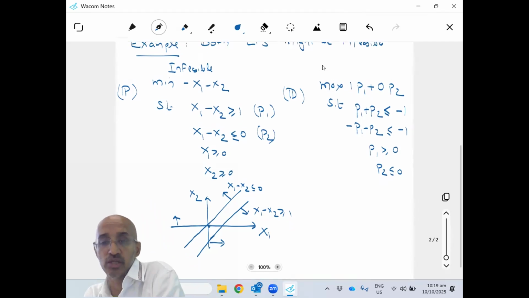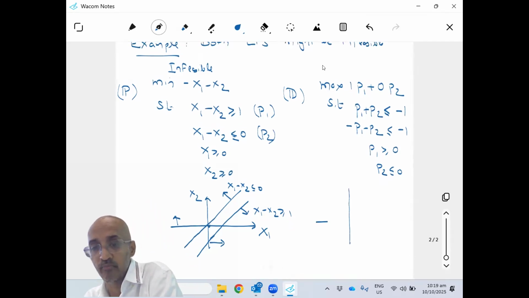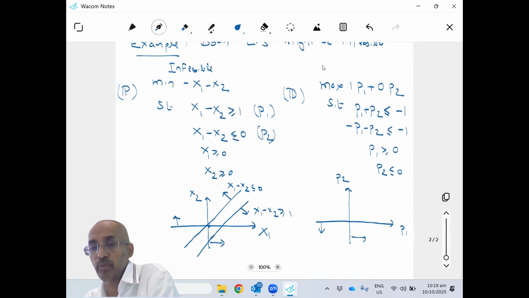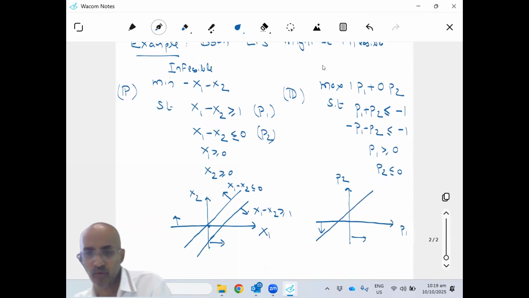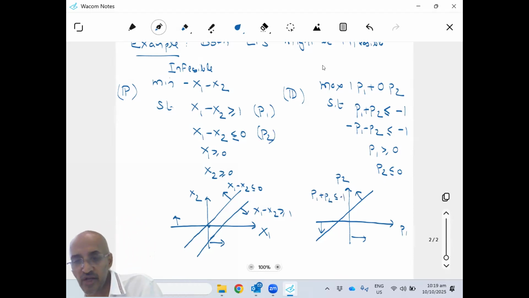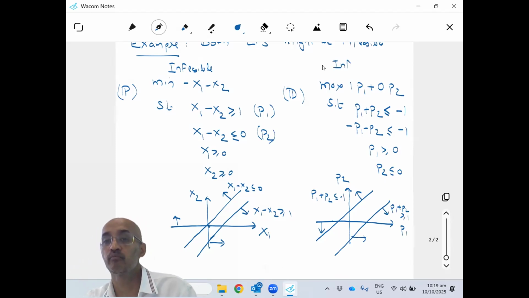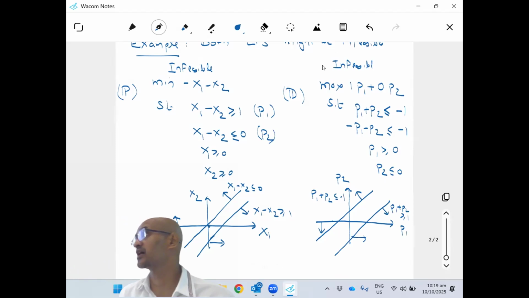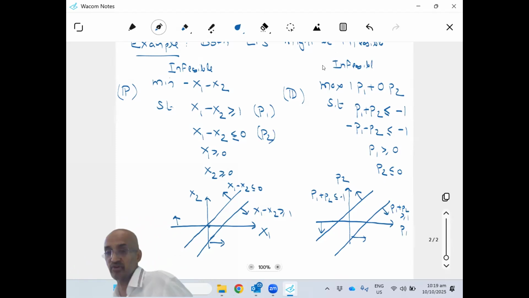If you try to plot this feasible region, it will also be infeasible. If this is P1 and this is P2, with P1 non-negative, P2 non-positive, P1 plus P2 less than or equal to minus 1 goes in this direction, and P1 plus P2 greater than or equal to 1 goes in this direction. Clearly, this is also infeasible. So this can occur in LPs. Both LPs can be infeasible.